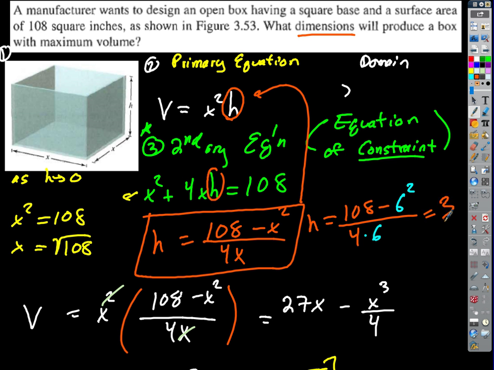Okay, so we end up with dimensions being 6 by 6 by 3, and we're in inches, right? Okay, that's the box that's going to maximize volume. That's pretty cool. You can come up with that just using calculus. Okay. So what is that curve actually? We can check this, right?